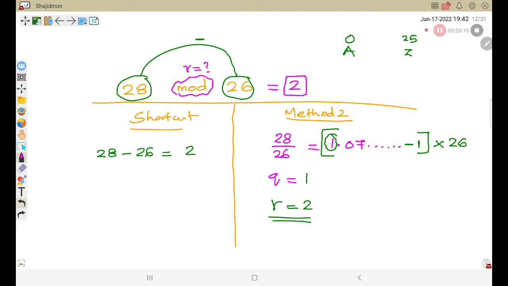I hope you understood the shortcut method and the original method. When practicing questions, you can use either method, but the shortcut method will not work if it is a bigger number. Here it is 28. For example, with 1000, 26 minus 1000, you would need to subtract again, because the number should be less than 26. But the actual method will work for any number. So depending on the question, you can choose.